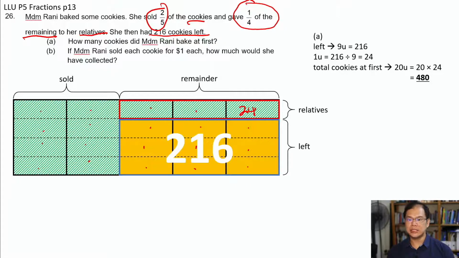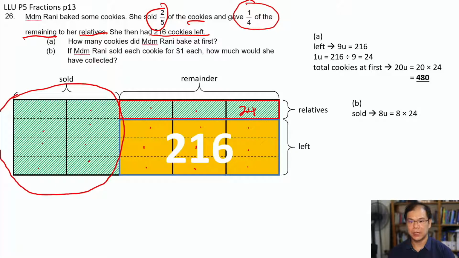Now, if Madam Rani sold each cookie for $1 each, how much would she have collected? Oh, that's easy, right? She sold how many units? 8 units here. She sold here 8 units. Okay, and how many cookies is that? 192. Okay, so each cookie is $1, so she would have collected $192. Easy, right?